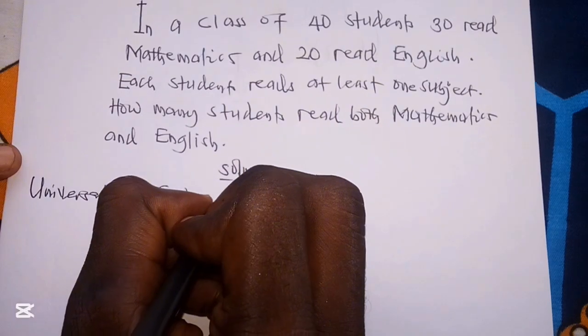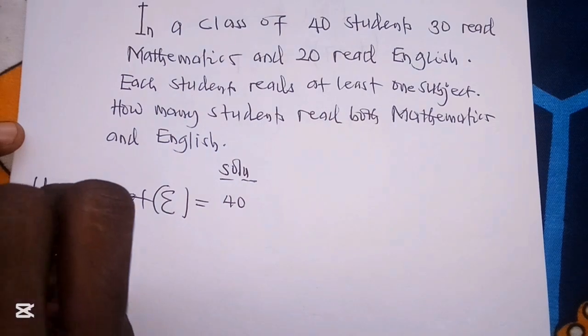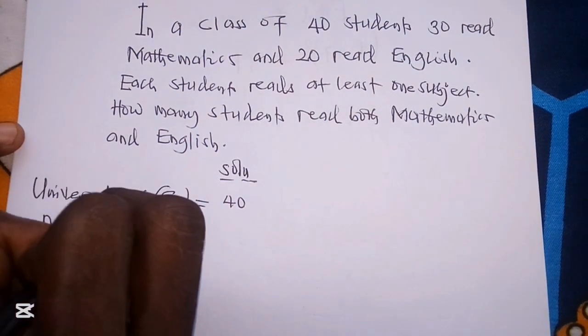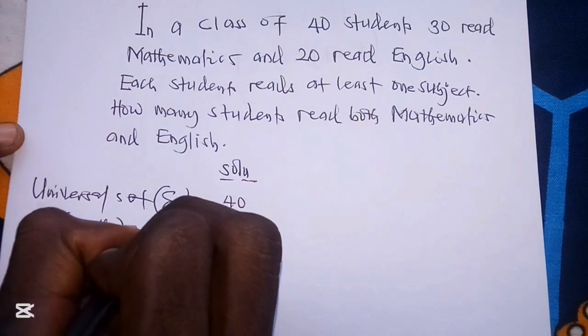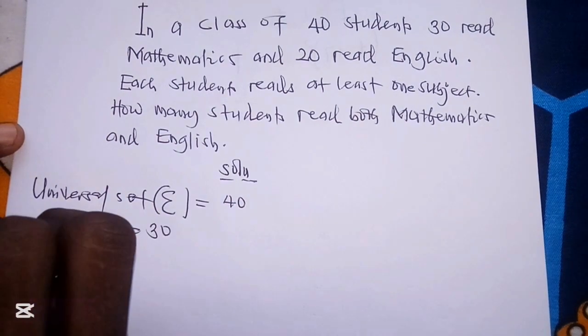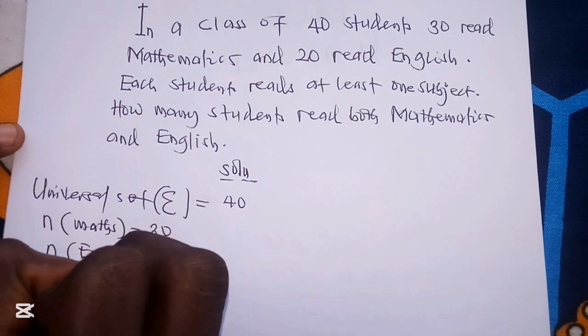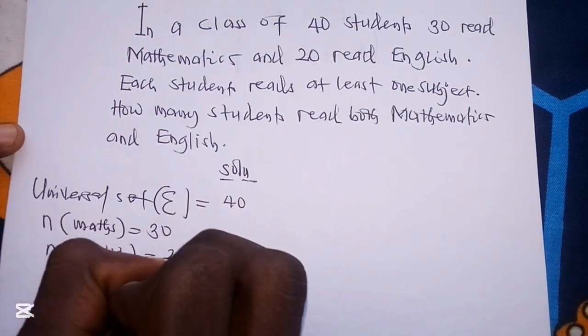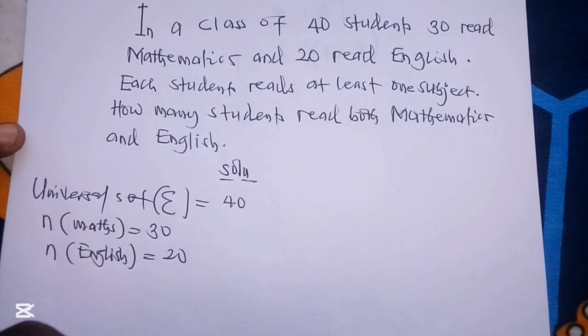You are giving it as 40 now, and 30 read mathematics. You see the number of students that read math. There are 40, there are 30, and 20 read English. Number of students that read English. English 20. Each student read at least one subject. How many students read both mathematics and English?